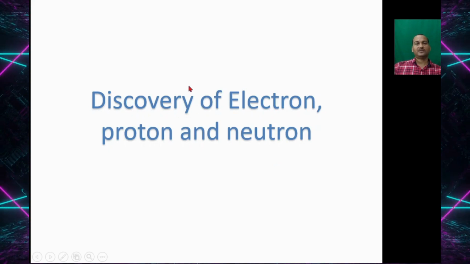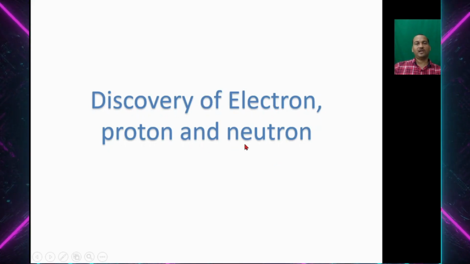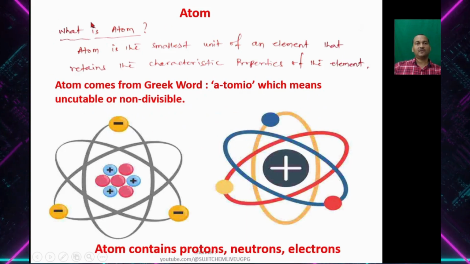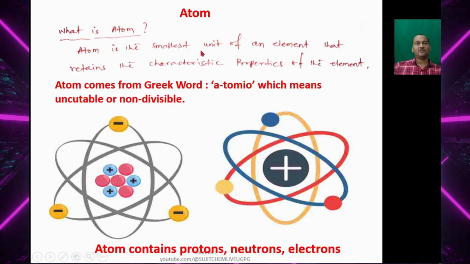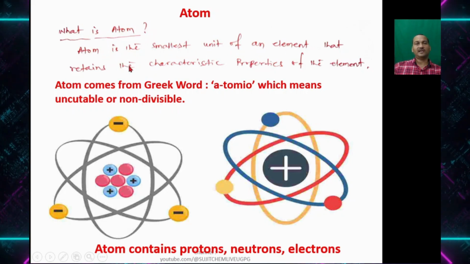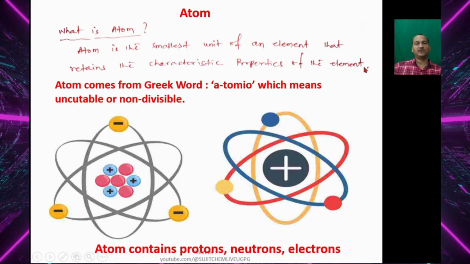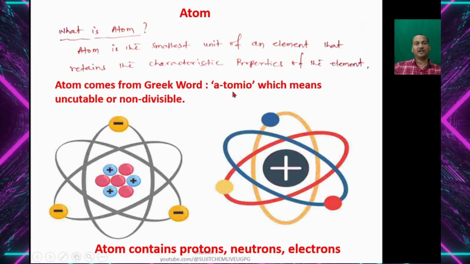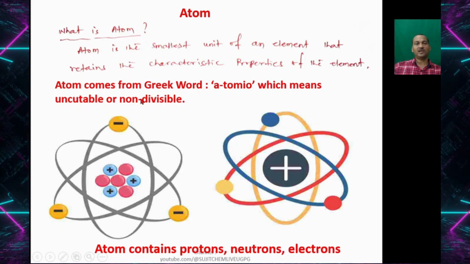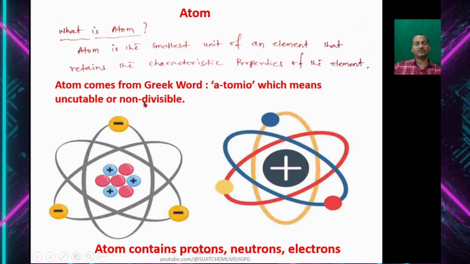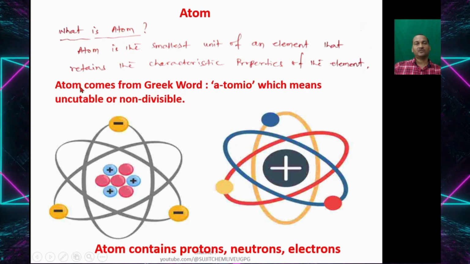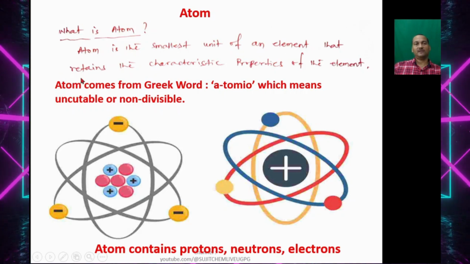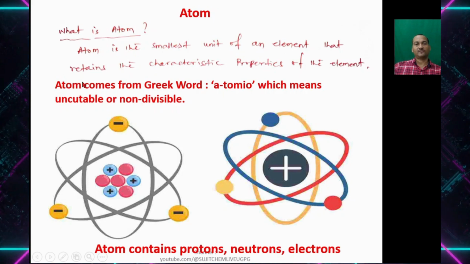So today we are going to discuss the discovery of electron, proton and neutron. So let's talk about what is an atom. So atom is the smallest unit of an element that retains the characteristic properties of the element. The word atom comes from the Greek word atomos, which means uncuttable or non-divisible. So according to Dalton, we cannot cut or divide the atom further.